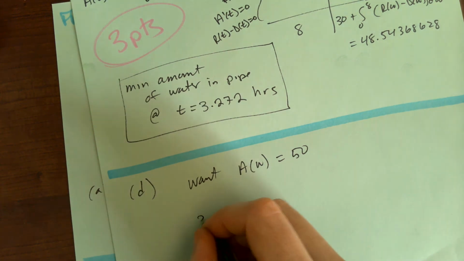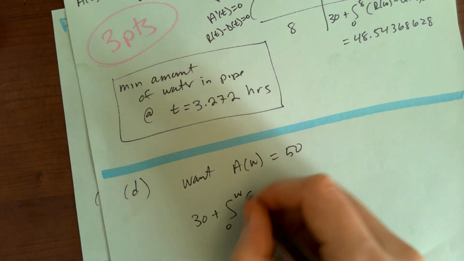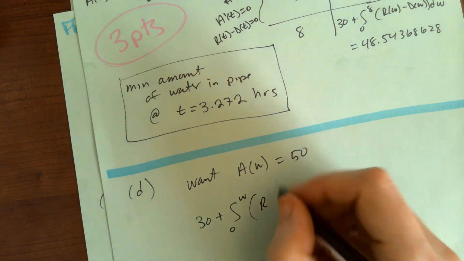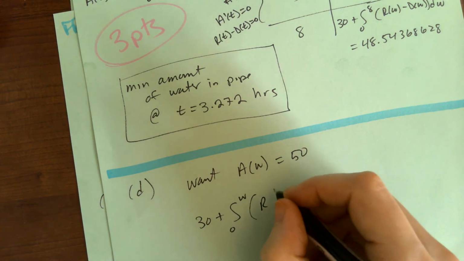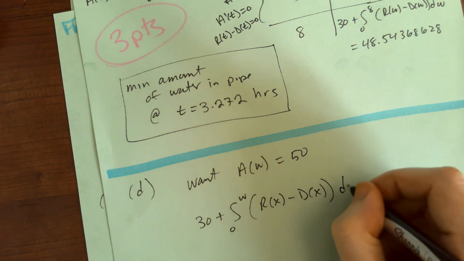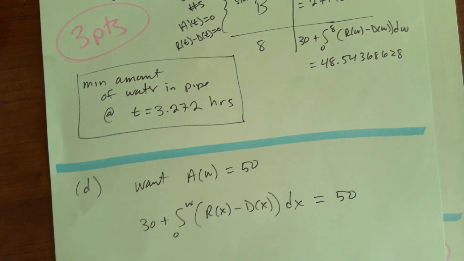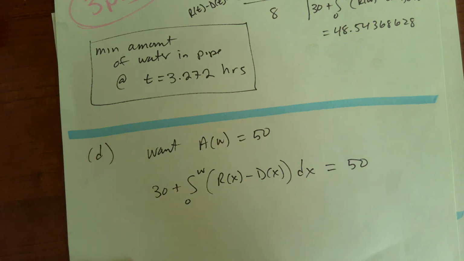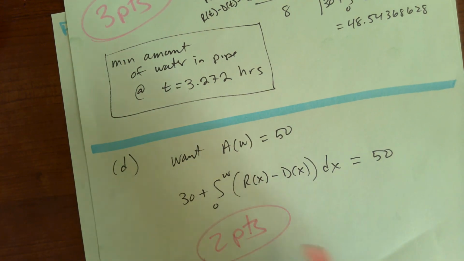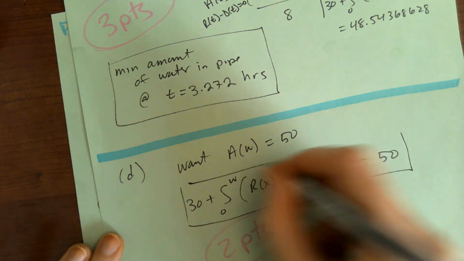So it's gonna be 30 plus the integral from 0 to W, and then in here I'll use X's, it doesn't matter, just as long as it's not W. R of X minus D of X, and then dx equals 50. All right, so there it is. And that's 2 points right there. 2 points for that. Okay.